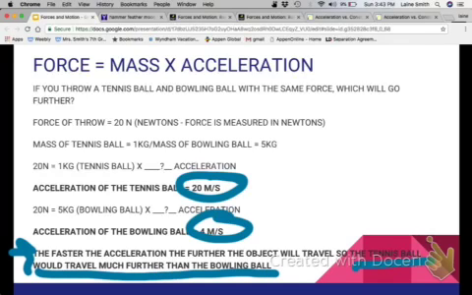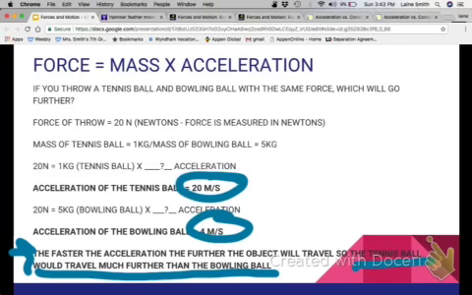I just wanted to show you the math behind it and show you how to use that formula, force equals mass times acceleration. If you take a heavy object and a light object and you apply the same force to them, the lighter object is going to go much further because it has a lower mass. If we want them to go the same distance, then we would need to increase the force we throw the bowling ball with, or decrease the force we throw the tennis ball with.